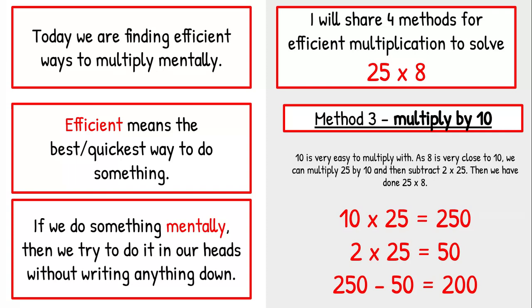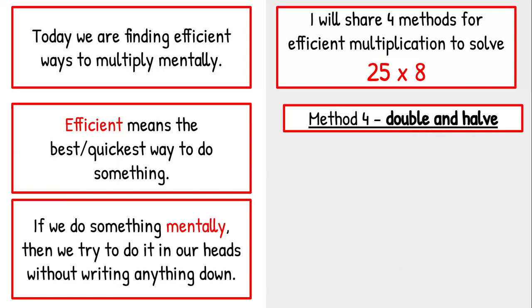So 10 times 25 is 250. 2 times 25 is 50. And if I take that 50 away, I'm left with 200. So again, I have worked out that 25 times 8 is 200. Now the final method I'm going to use is doubling and halving.